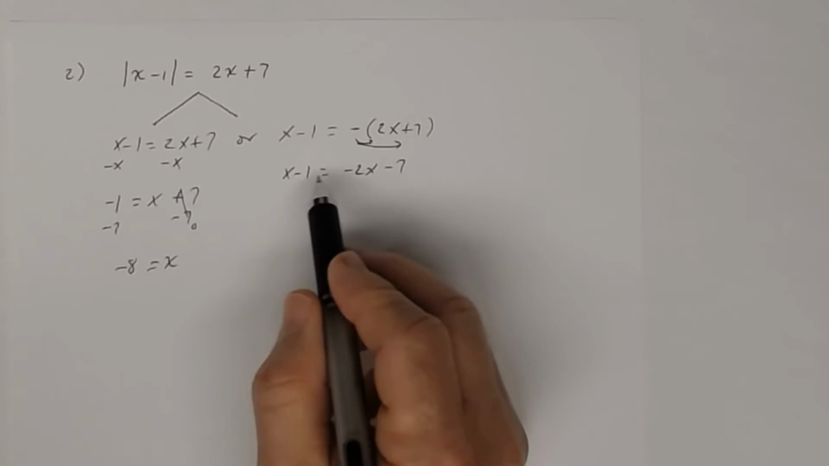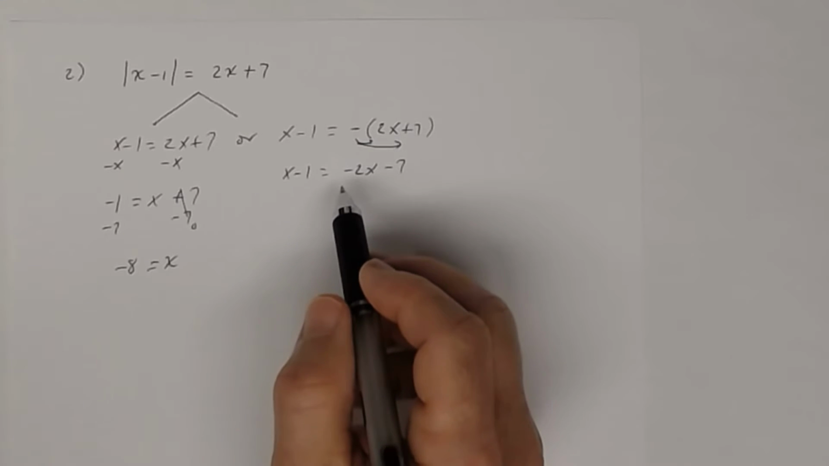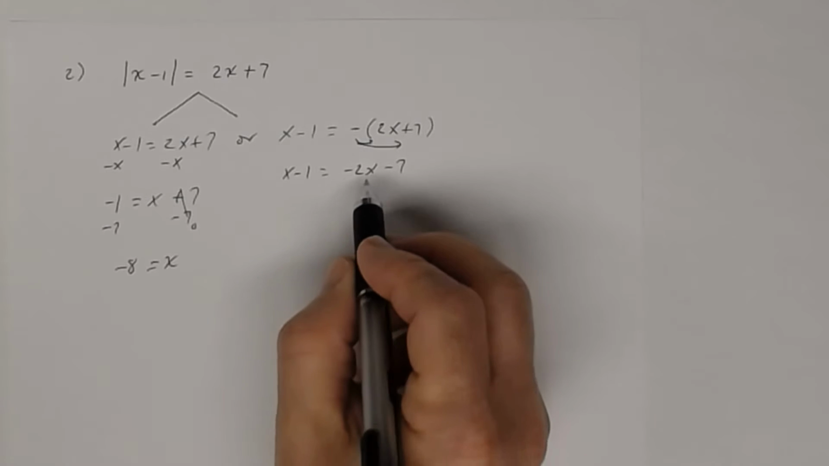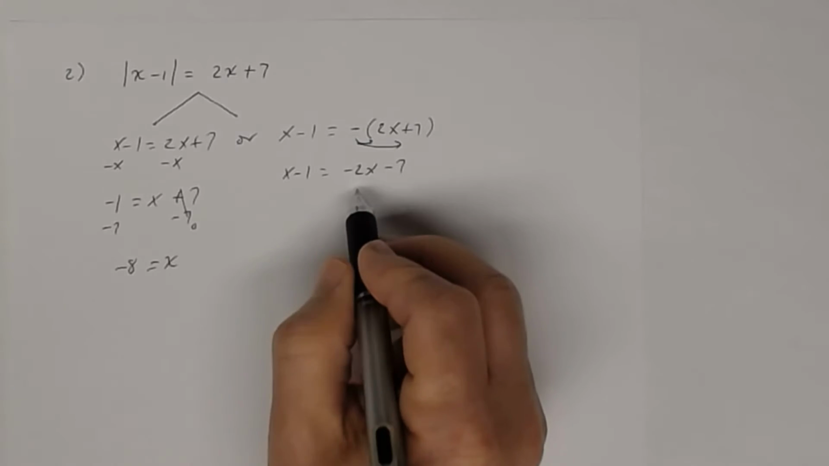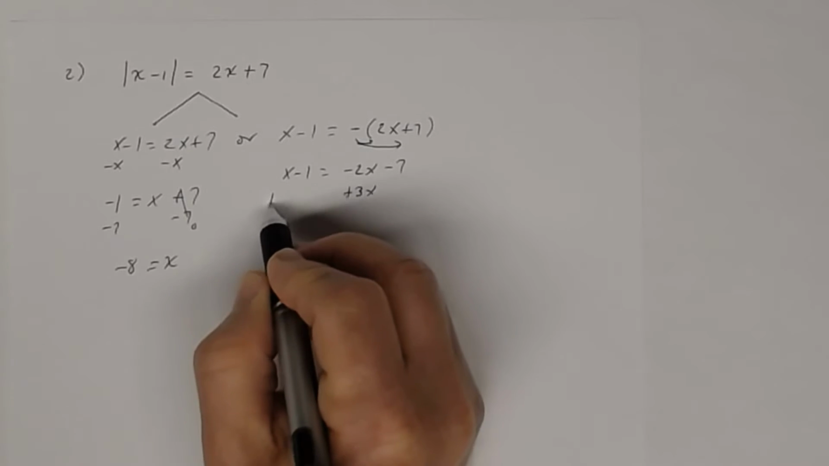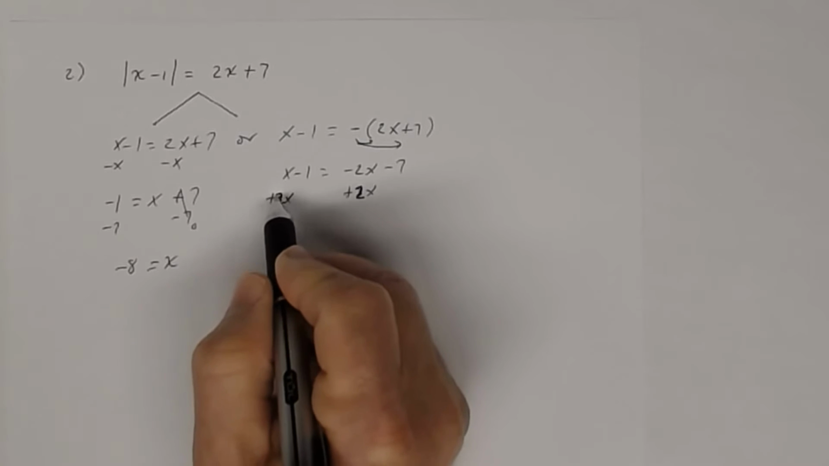It does not matter, right? So remember, when solving linear equations, you can bring the variables to the left or to the right. Does not matter. I'm going to go ahead and bring it to the right so that way I can get the coefficient of x to be positive. So I'm going to add 2x to both sides.